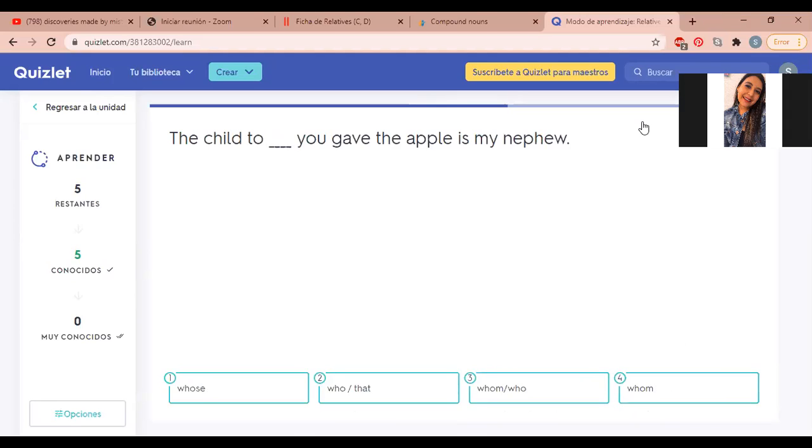Let's continue with the final, I think. Samantha, can you help me with this? The child to, once again, se repitió. Vamos a ver si han estado atentos.